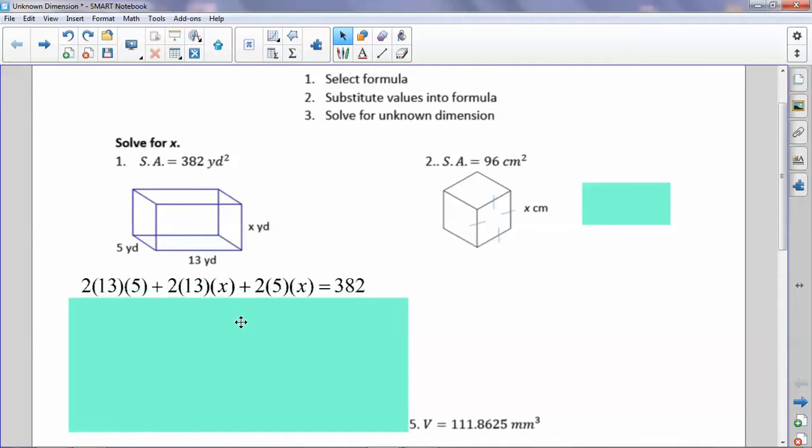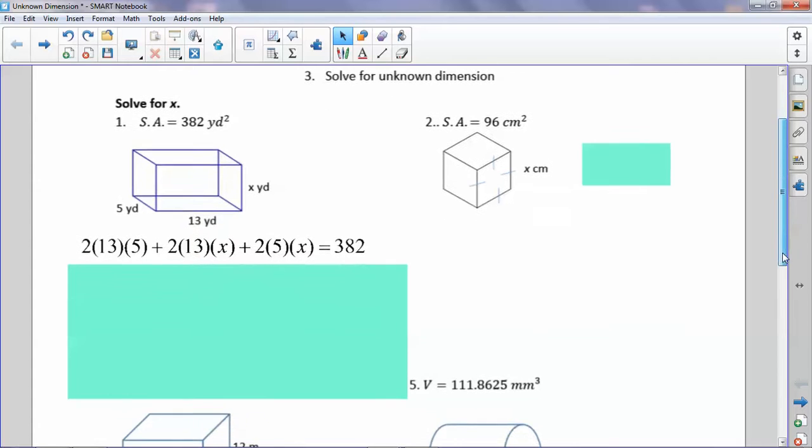So the first thing I'm going to do is substitute in my values. I designated 13 to be the length, the width to be 5, and my unknown x to be the height. So it's going to be 2 times 13 times 5 plus 2 times 13 times x plus 2 times 5 times x is equal to 382, and we know that because that's given to us.